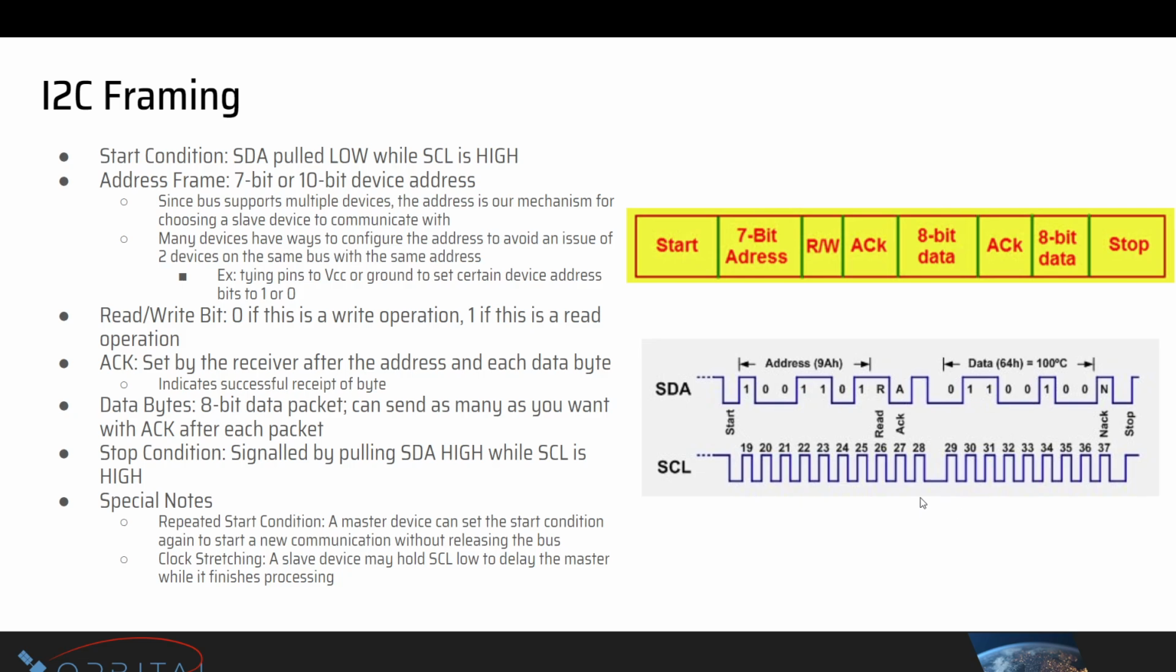So let's say it needed 5 seconds. That's a long time, but let's say it needed 5 seconds to process the data and be ready to send the data back. It could hold this clock line at a low value for 5 seconds. That way the master knows the bus isn't ready yet, and it shouldn't start reading. And then once it's ready to start sending data, it'll release the serial clock and it'll go back to pulsing, and then it'll start sending the data.